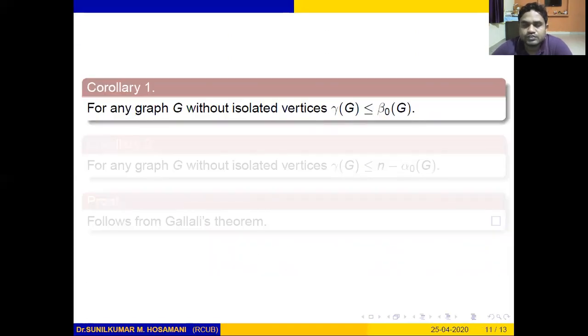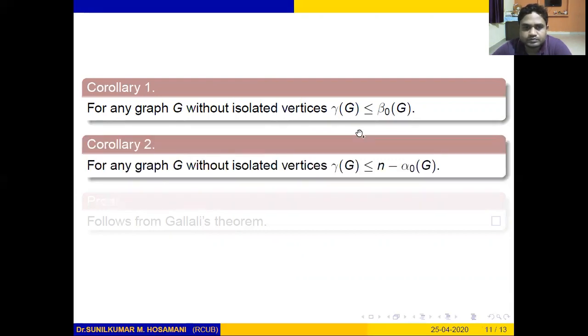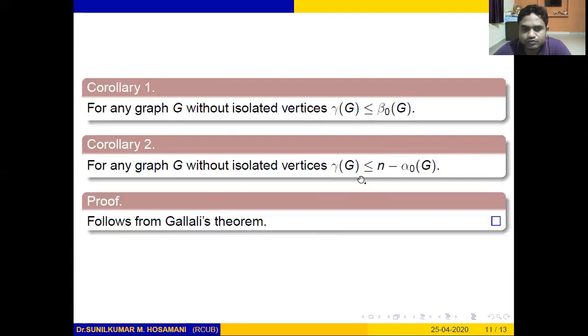As a corollary of this proposition, we can say that for any graph without isolated vertices, the domination number is less than or equal to beta naught of G. Next, using Gallai's theorem, we can say that alpha naught plus beta naught equals the total number of vertices. So here I can replace beta naught by n minus alpha naught. This is my second result. The proof of this theorem follows from Gallai's theorem.